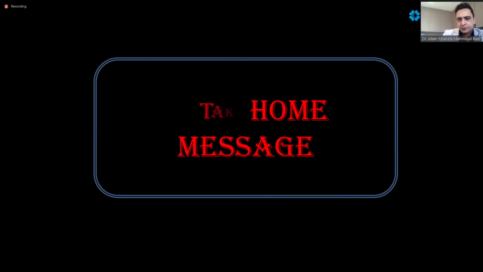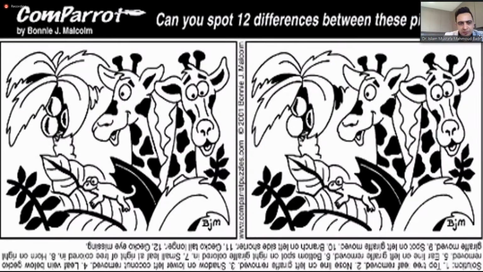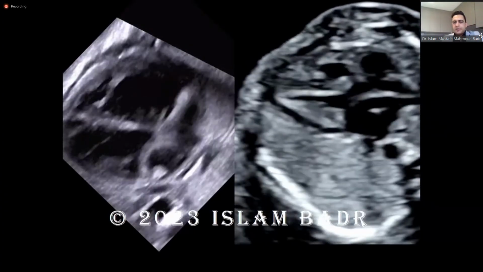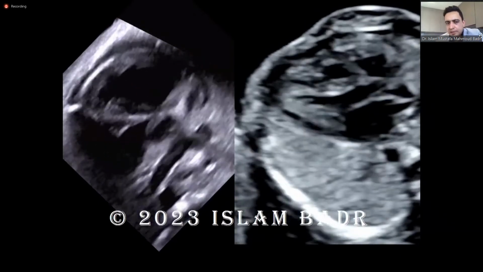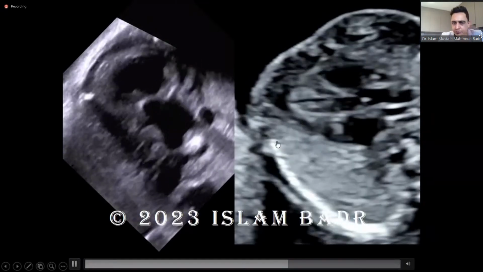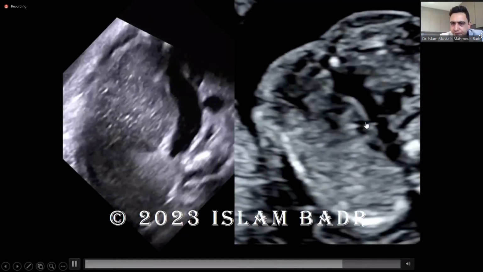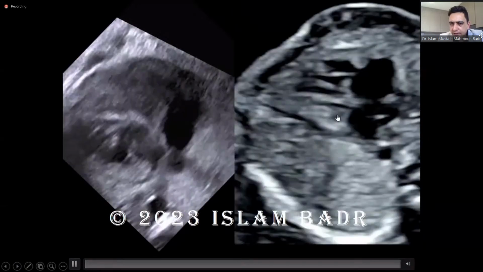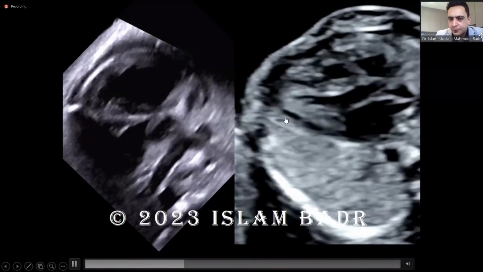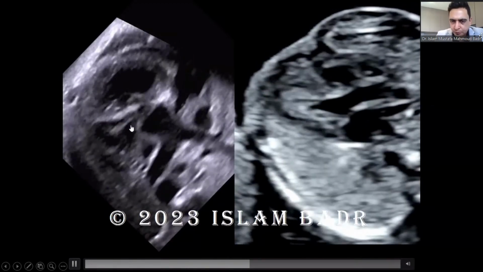So my take-home message is pattern recognition. I will go back. This may be the fourth time I mention this slide in this presentation because it's very important. The normal image and the abnormal image. So this is to the left side, this is a normal heart. To the right side, this is a transposition of the great arteries. Sorry, I have switched now. The normal heart is to the right side, and the abnormal heart is to the left side. Switch it, okay? So this is the normal case, and this is the abnormal case.